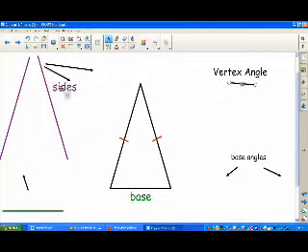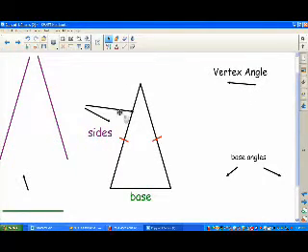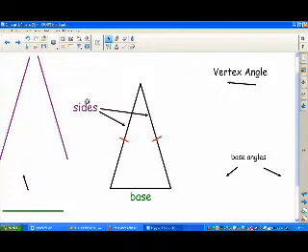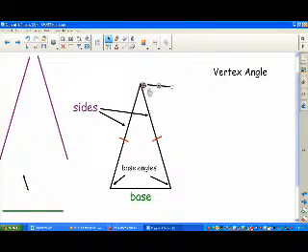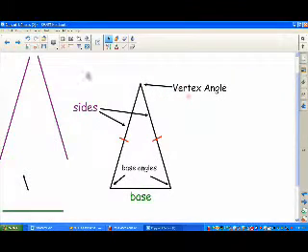The two sides that are congruent, they're just called sides. Nothing real complicated there. They're just sides. Okay, so those are sides. The angles that are formed with a side and the base are called base angles. And those two angles are congruent. And finally, your third angle, the angle that's not congruent, would be this one here that's formed by the two sides, and that is called your vertex angle.